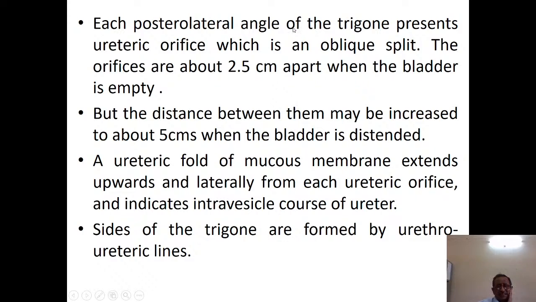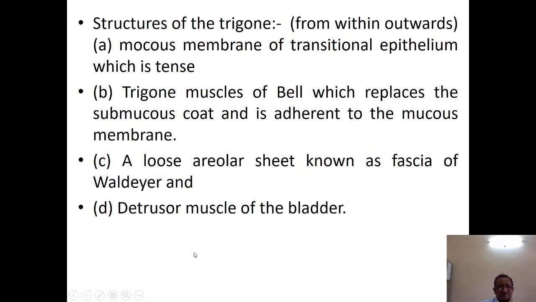Each posterolateral angle of the trigone presents a ureteric orifice, which is an oblique slit. The orifices are about 2.5 centimeters apart when the bladder is empty, and it may be about 5 centimeters apart when the bladder is full and distended. A ureteric fold of mucous membrane extends upwards and laterally from each ureteric orifice and indicates the intravesical course of the ureter. Sides of the trigone are formed by urethro-ureteric lines.